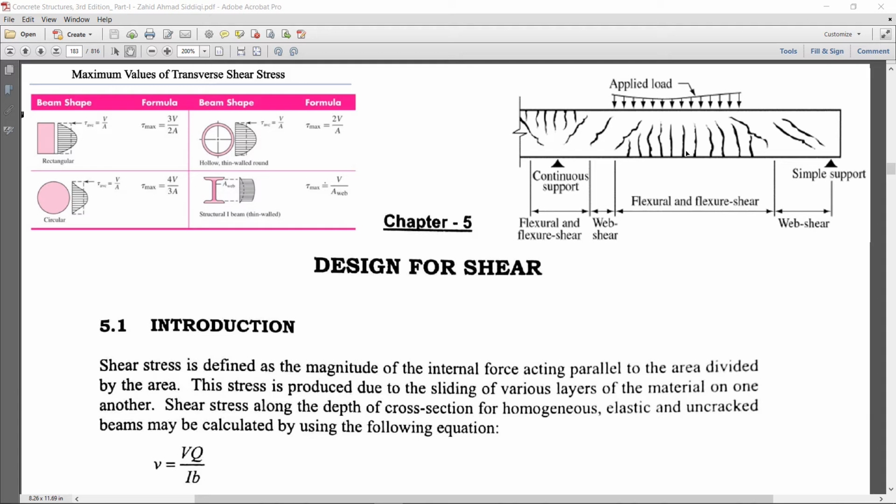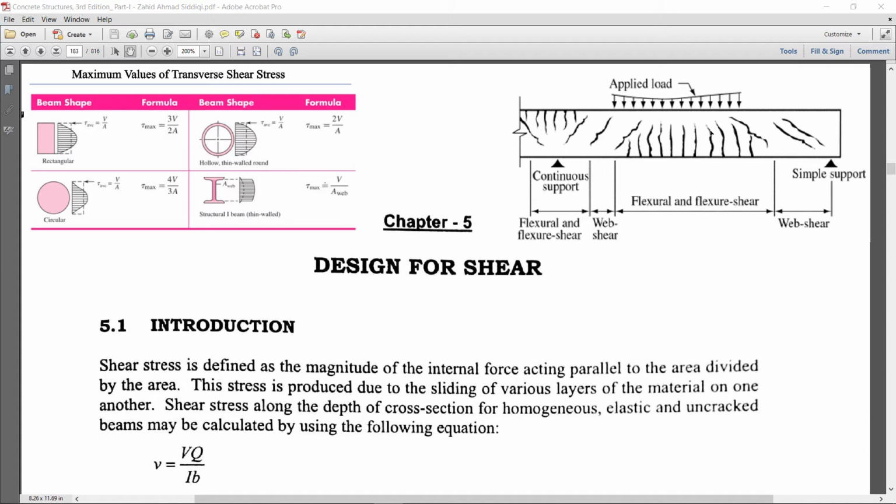When you go to the support, the shear force is maximum, so that's why cracks appear inclined. Those cracks are called pure shear cracks, and in between the flexure cracks and the shear cracks are the shear flexure cracks, or shear bending cracks. You have seen that bending cracks originate from the bottom fiber of the beam, and the shear cracks start developing from the center of the beam.